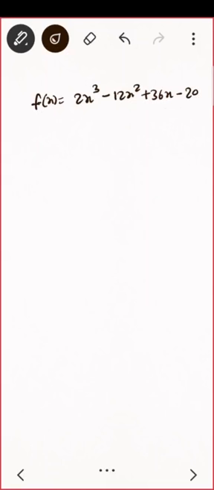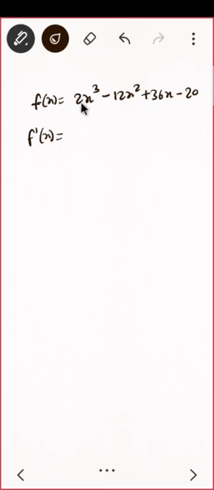Okay, so what is the question? What you have to do? You have to check whether maxima and minima exist or not, or maximum value, minimum value, correct? So let us find, what is the first step? Find the derivative. So what is f dash of x?